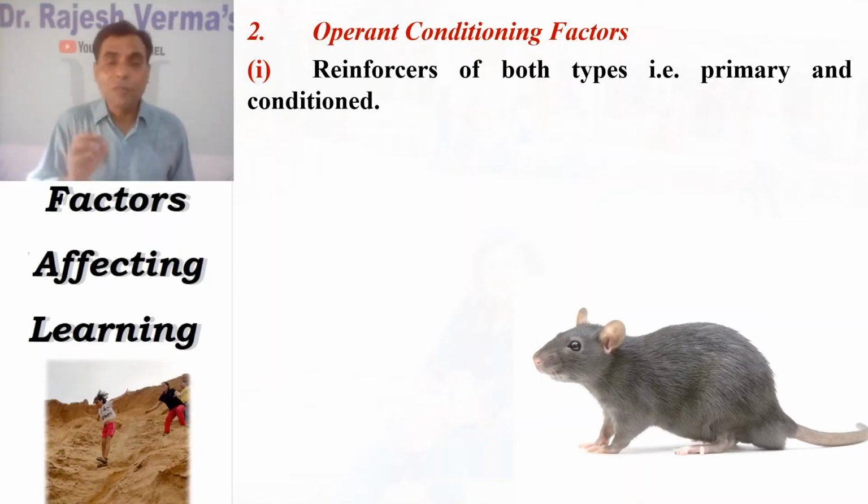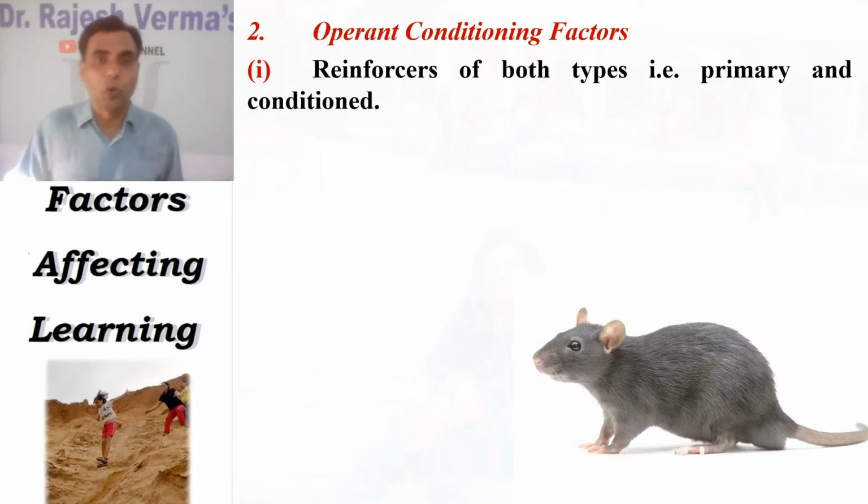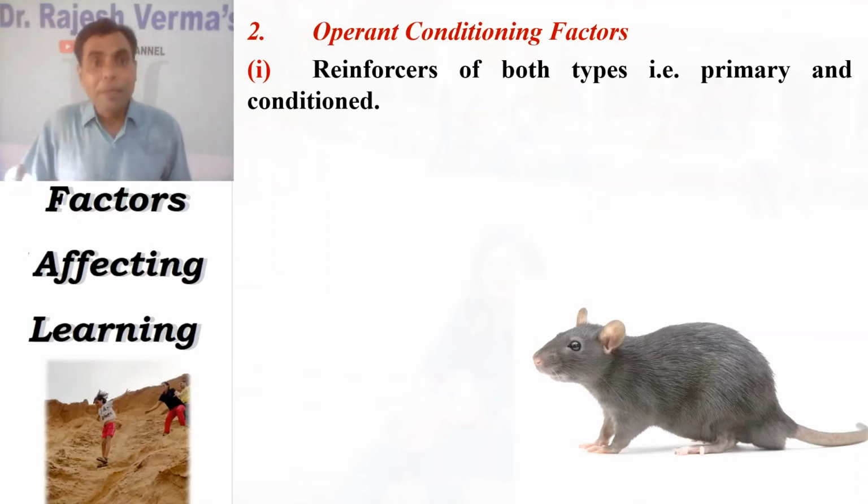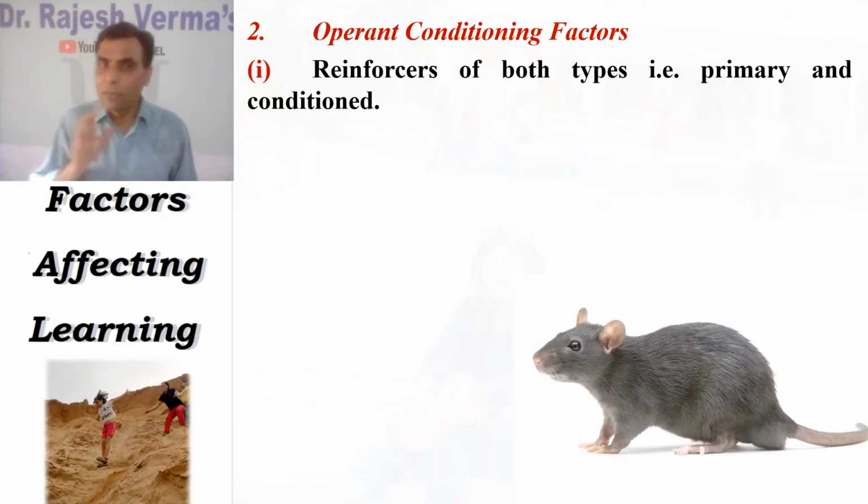The primary reinforcers are those that satisfy our biological needs, that is food, water, air, etc. So these are the primary reinforcers. It depends upon the primary or the conditioned reinforcers for learning to occur. So this is a very important factor.